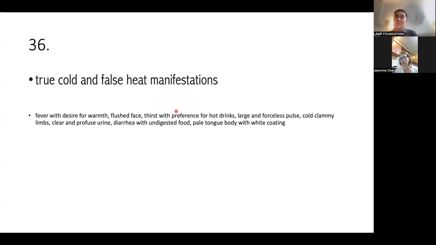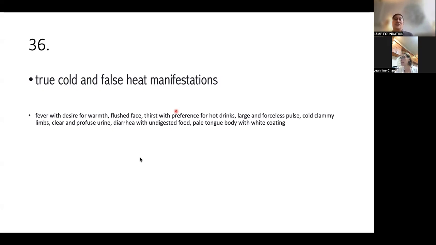So ibig sabihin, you just don't rely on what he tells you. There are some people who prefer hot drinks, even if they're not thirsty, sanay na. Okay, so sanayin na natin.